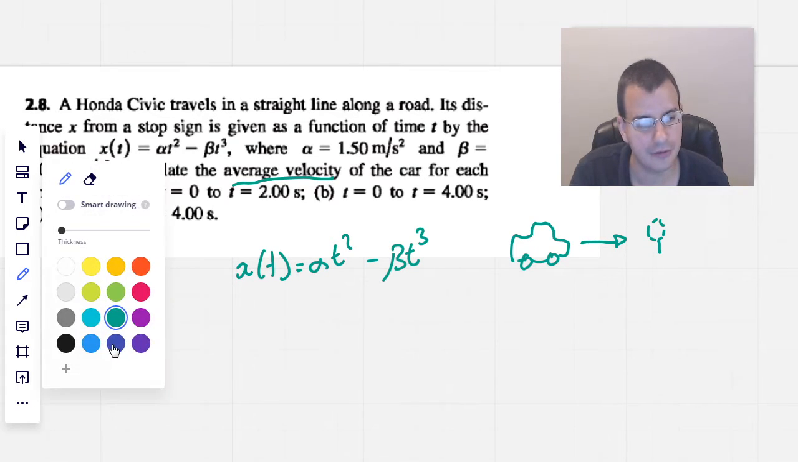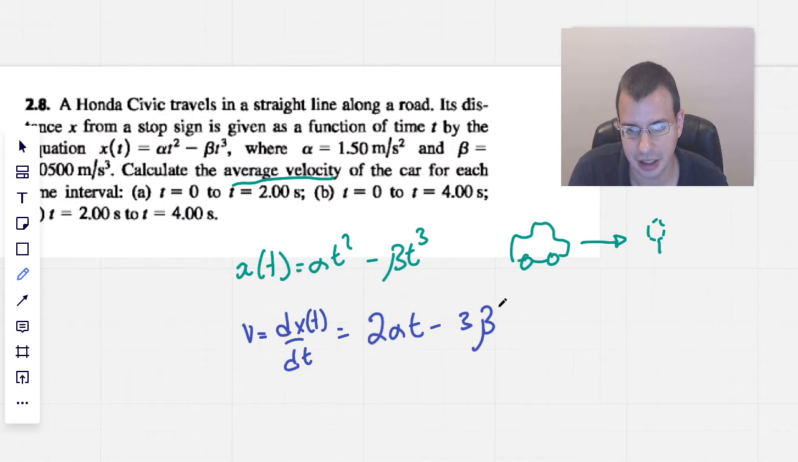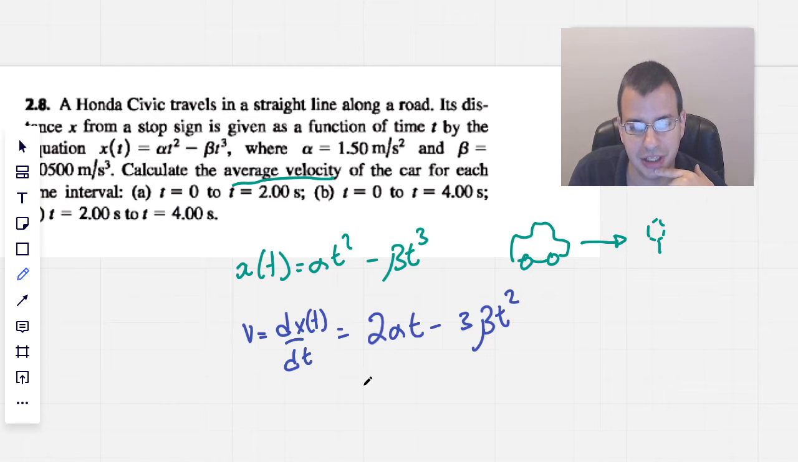One of my first thoughts is that velocity is defined as the derivative of position x(t) with respect to t. So we could find the derivative of this to find the velocity. That would be 2αt − 3βt². And if we wanted to find the average velocity, we'd take the integral of this over the time period and then divide by the length of the time period.